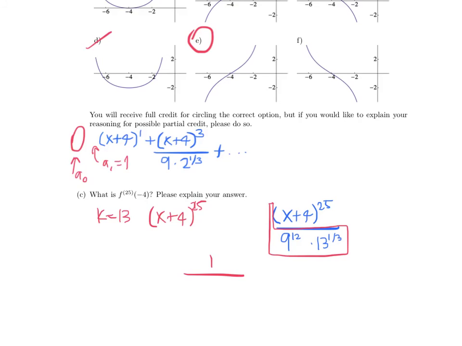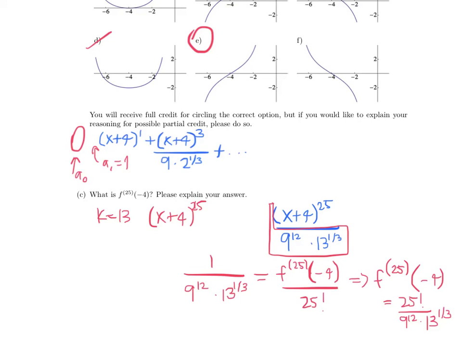And that means that 1 over 9 to the 12th times 13 to the 1/3 power is equal to the 25th derivative evaluated at the center, all over 25 factorial. So if we were going to solve for that 25th derivative evaluated at the center, it would be equal to 25 factorial over 9 to the 12th times 13 to the 1/3 power. A little bit of explanation talking about the recipe for the coefficients of a power series representation of a function. Of course, the power series representation of a function is its Taylor series representation as well.